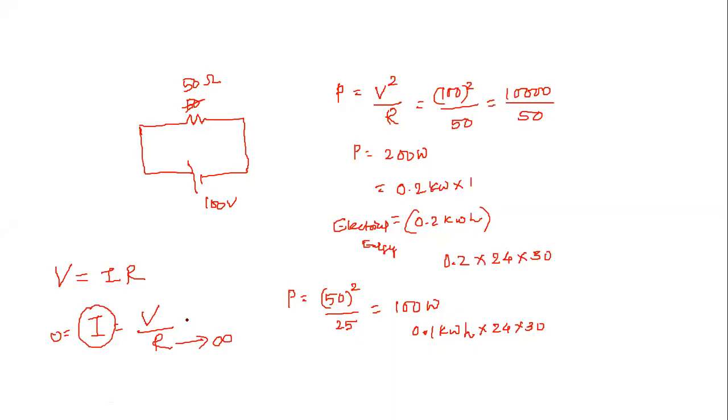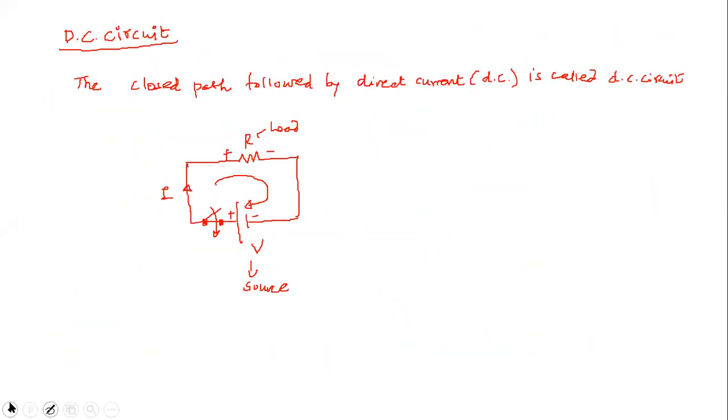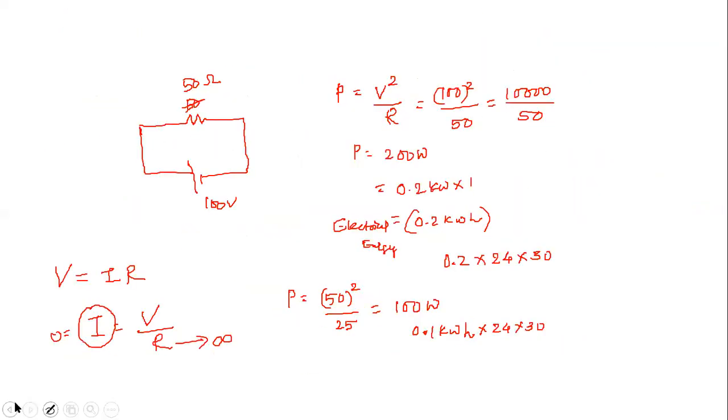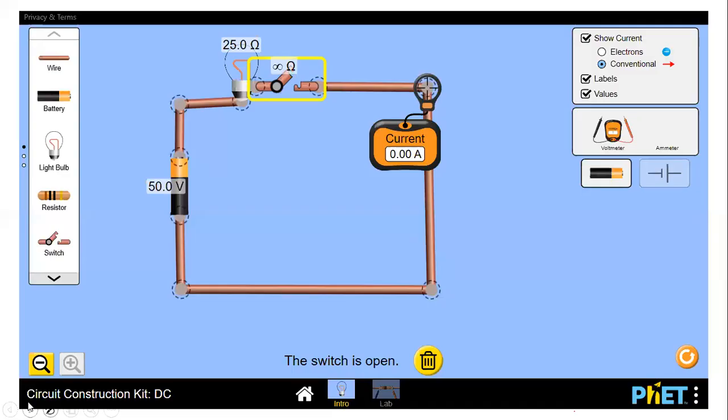Though the voltage is there, as the switch is open, this is called an open circuit. Please understand this terminology, right? This terminology will help you in understanding a few theorems which we are going to learn. So this is an open circuit.